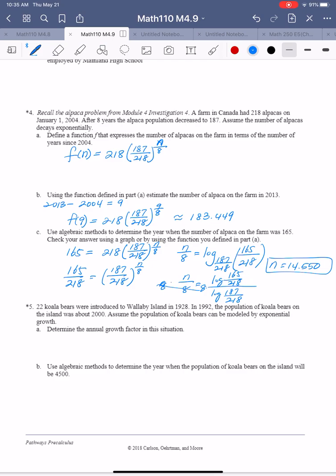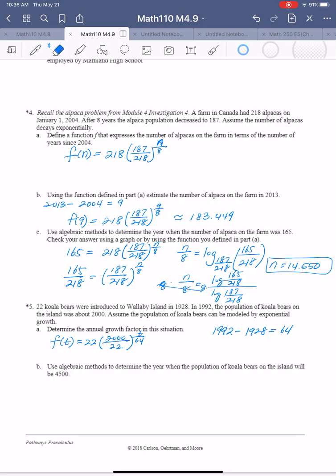In 1992, the population of the koala bears on the island was about 2,000. So yeah, it increased a lot, right? Assume the population of the koala bear can be modeled by exponential growth. Determine the annual growth factor in this situation. So starting from 22, and then it becomes 2,000 over 22 for how many years? 1992 minus 1928 is 64. So I want to say t over 64 for each year, okay?